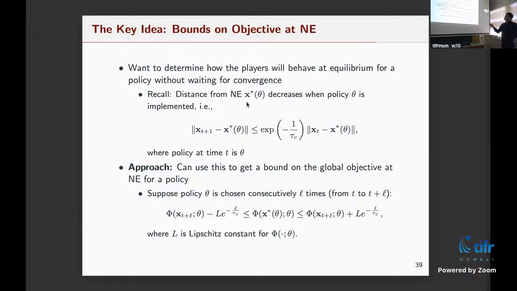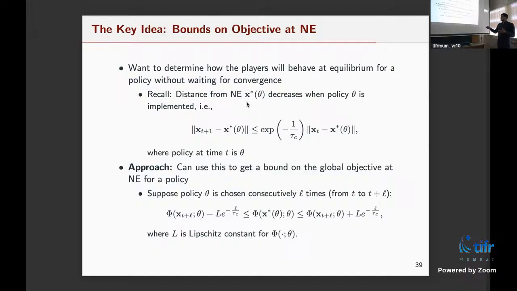So recall the exponential convergence guarantee that we have. The approach is we can use this to get a bound. Suppose consecutively for L time steps, policy theta was being implemented. That implies that e power minus L by tau c is the range within which the actual global objective at the Nash equilibrium would be. And this is what would be our additional term in the upper confidence bound algorithm.